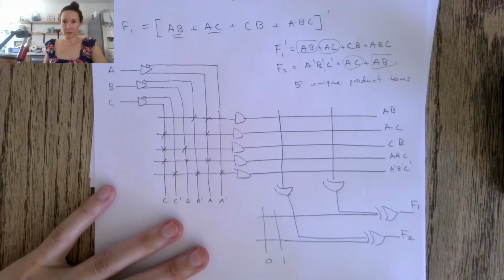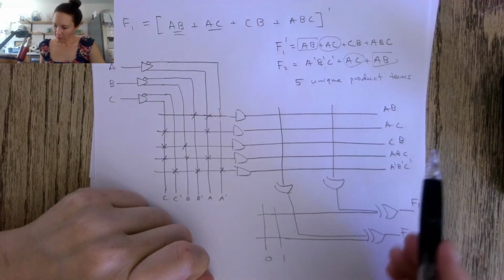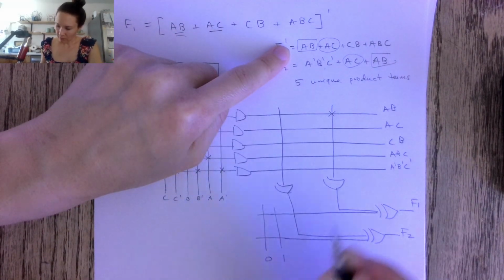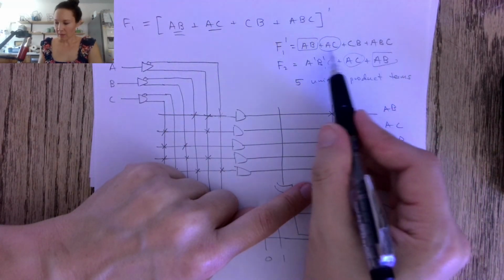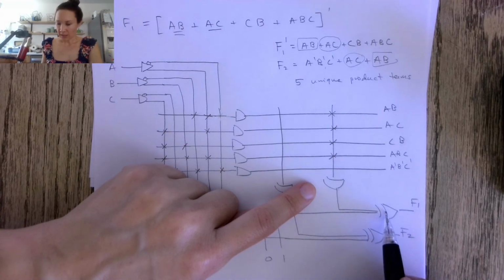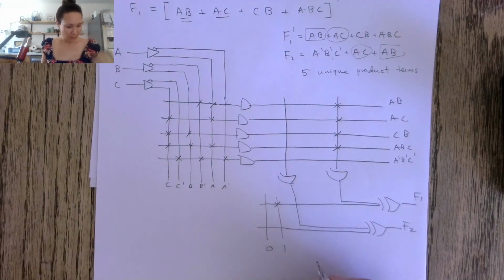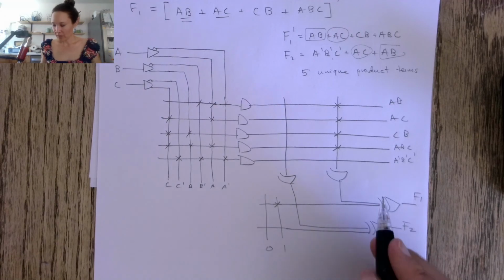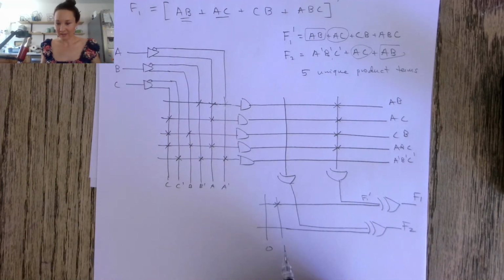Now what goes here? Our F1 needs to be the sum of products AB, AC, CB, and ABC. But this equation is going to implement F1 naught. So in order to get F1, we need to XOR this with 1. Remember the XOR rules we just talked about? If we XOR something with 0, that gives us our other input. If we XOR something with 1, it gives us the complement of our input. The input coming in here is F1 not. If we want our output to be F1, then we XOR that with 1. That's kind of a cool trick.